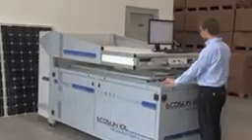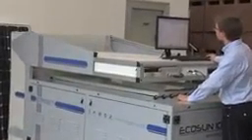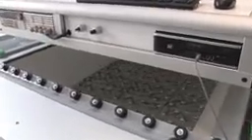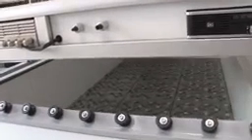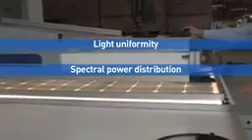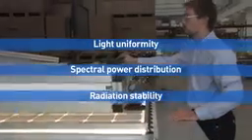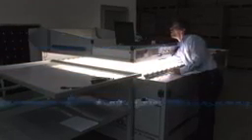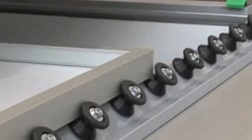To say that Ecoprogetti's Sun Simulator EcoSun 10L is in compliance with Triple Class A standards, also classified by the norm EN 60904-9, means to respect specific technical parameters. 1. Light uniformity. 2. Spectral power distribution. 3. Radiation stability. Let us now see in detail these specific characteristics.